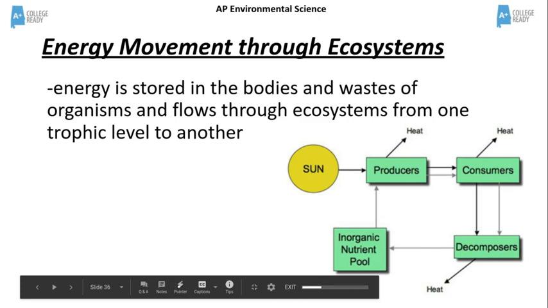We will now look at how energy moves through ecosystems. Energy is stored in chemicals in the bodies and wastes of organisms. This energy moves through ecosystems from one trophic level to the next.